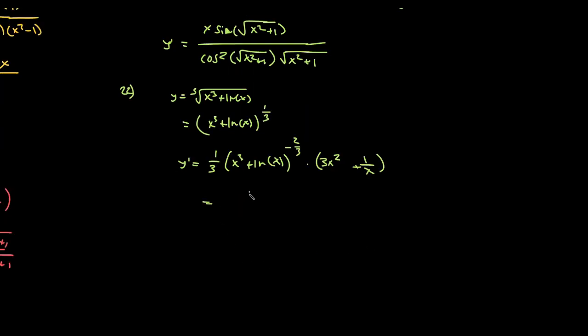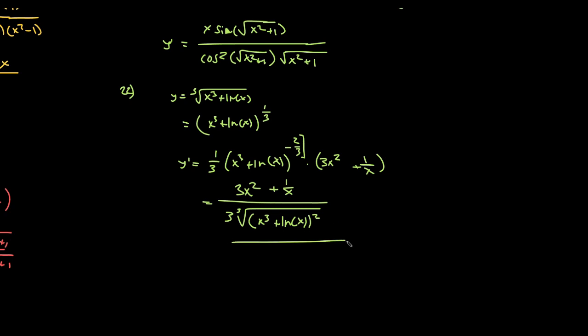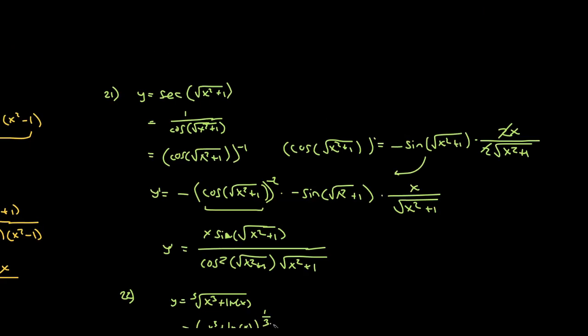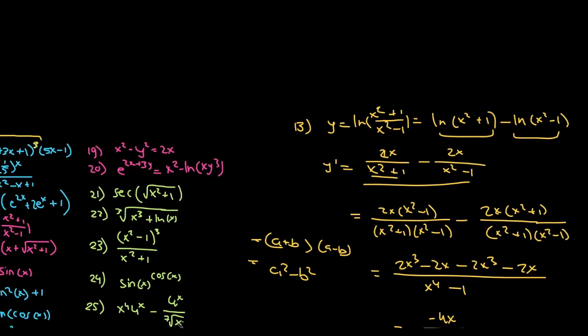So now I can make this a little bit nicer. This top part, I'll just move that up here, divide out by 3 times the third root of this thing, and then all squared, because that's what this 2/3 power means. I won't go into more details in this one. It's not really necessary. This is the final answer. Okay, then 23. We're almost there. Let's take a look.